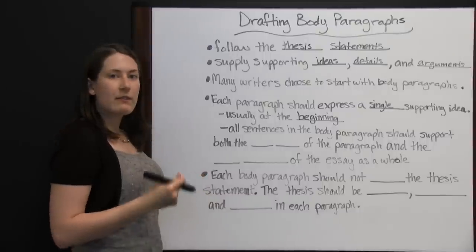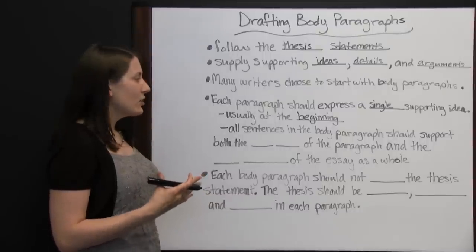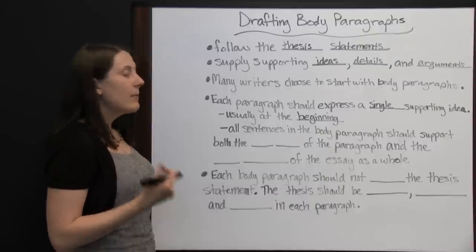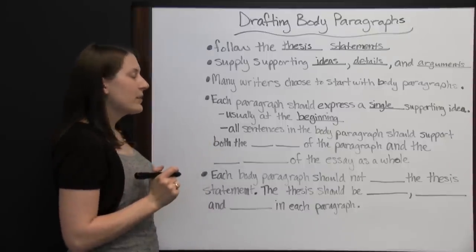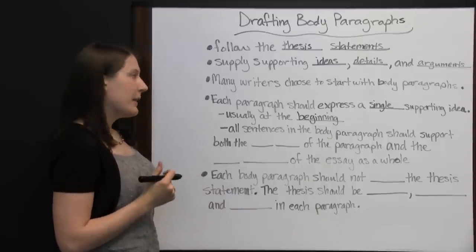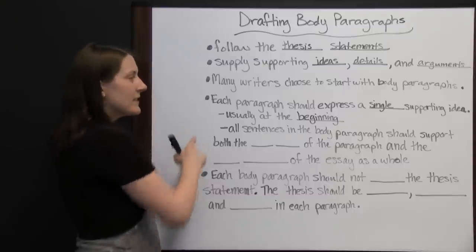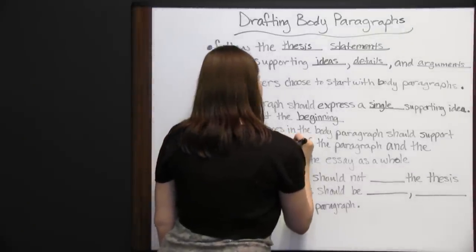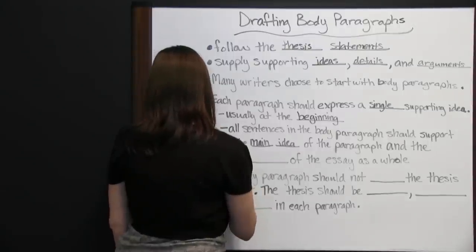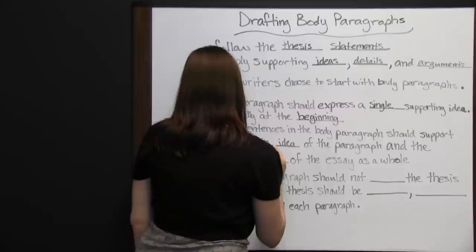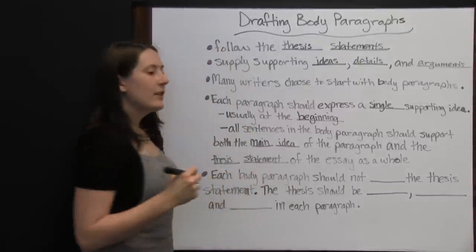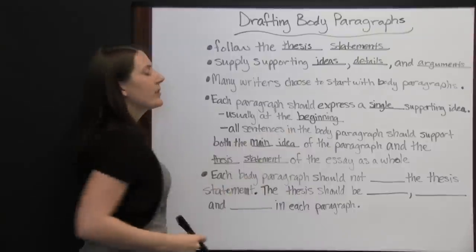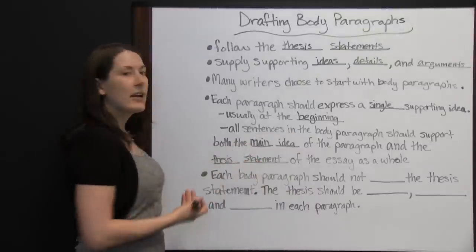Now, sometimes the writer will save it for the end of the paragraph as a dramatic gesture, or it might be in the second sentence if the first sentence was used as a transition between body paragraphs. But usually, you'll find your single supporting idea spelled out for you in the beginning of a paragraph. However, all sentences in the body paragraph should support both the main idea of that paragraph and the thesis statement of the essay as a whole. So whenever you're writing your body paragraphs, every sentence should still be supporting that main idea, that single supporting idea of the paragraph, and it should be backing up your thesis statement.